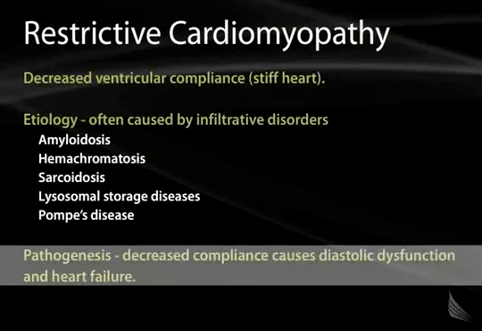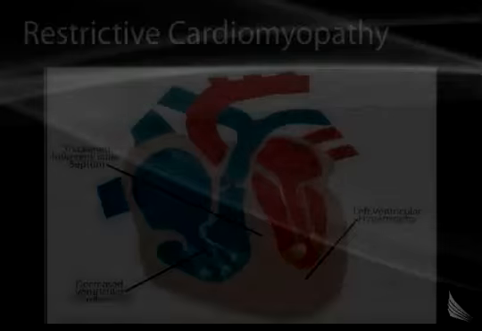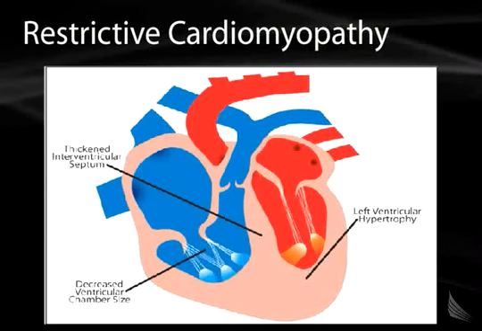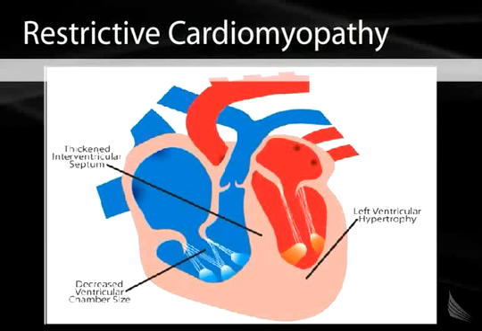You have decreased compliance, which causes diastolic dysfunction and heart failure, and inability of the heart to relax, which leads to the same constellation of symptoms that you would see in other etiologies of heart failure. So in restrictive cardiomyopathy, you have LVH, you have thickened interventricular septum, you have decreased ventricular chamber size.